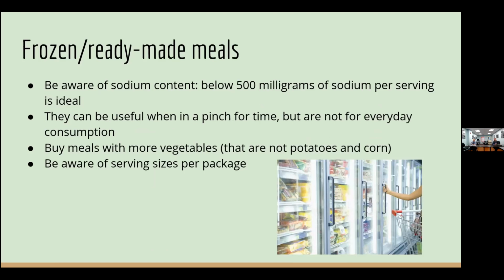So frozen and ready-made meals. We know that people get busy and there are time crunches, so sometimes you have to purchase it or you enjoy it, but we want to make sure that you're looking at the food labels and you're picking one that has more whole grains included and more vegetables. And if it doesn't have that many vegetables, where can you add in a vegetable? Can you eat a fruit with it, like an apple or something like that?